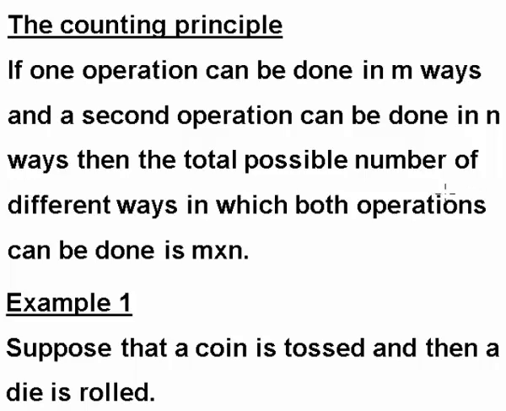It says if one operation can be done in m ways, and a second operation can be done in n ways, then the total possible number of different ways in which both operations can be done is m times n. Enough to make you want to run away. Now, hold on to this. It's actually very simple. Let's have a look at something.